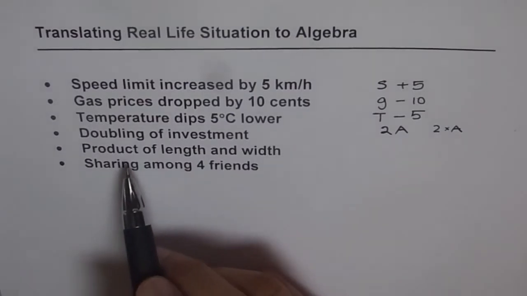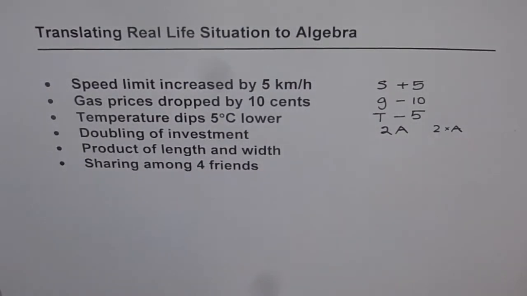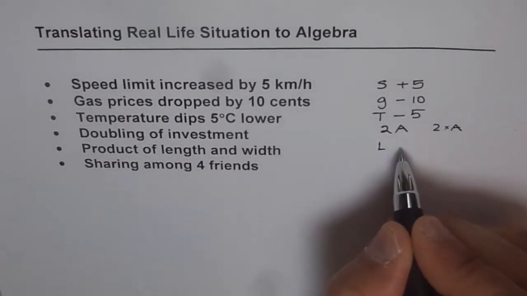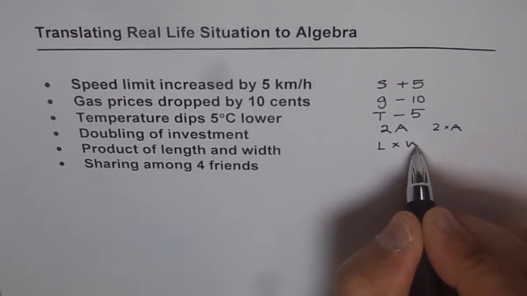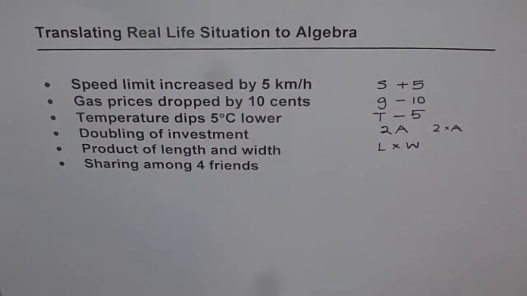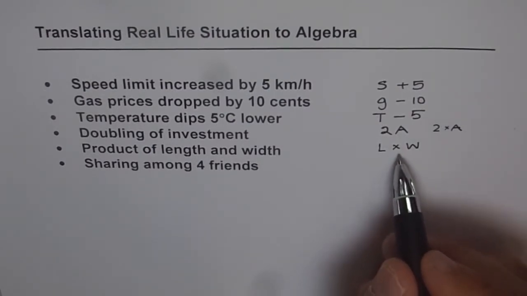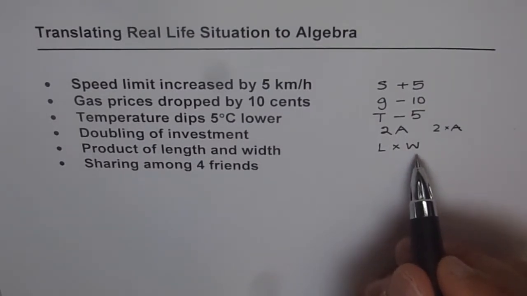Then we have product of length and width. We use so many times. What is area of a rectangle? It is product of length and width. So we have two variables in this case, length and width. So we multiply the two to get area, right? But we are still working on expressions and we are avoiding equal to sign. As you'll note, in all these expressions, we have one thing in common, that is variable, operator, and number, correct?